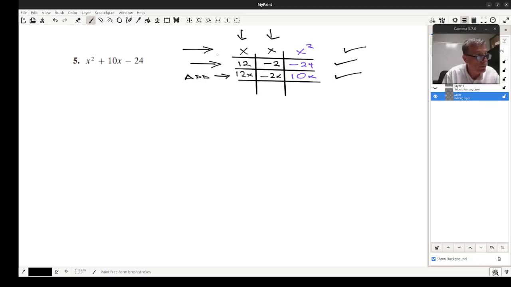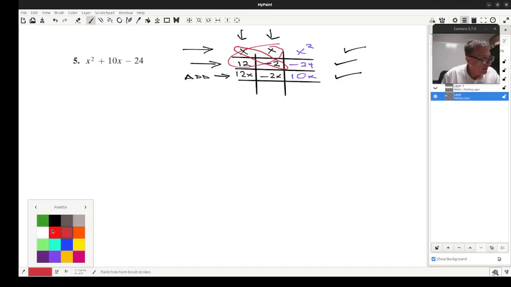So everything works. Multiplying across, I get x squared. Multiplying across, I get minus 24. Adding, so multiplying down to get the 12x and multiplying down to get the minus 2x. And then adding, I get my 10x. So I can grab the factorization. So what you have to do is you have to go kitty corner to get your factorization. It's the cross product. I didn't draw that very good, but that's okay.